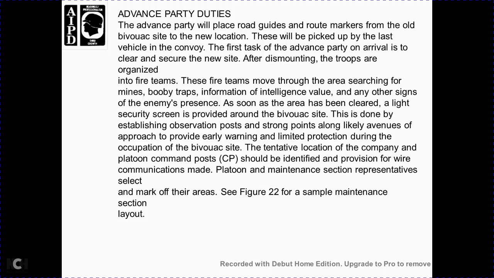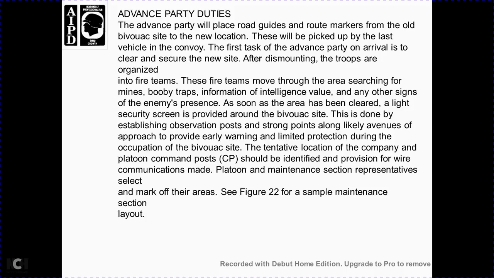After dismounting, the troops are organized in fire teams. The fire teams move through the area searching for mines, booby traps, information of intelligence value, and any other signs of enemy presence, and assume that the area has been cleared. A light security screen is provided around the bivouac site. This is done by establishing observation posts and strong points along likely avenues of approach, providing early warning and limited protection during the occupation of the bivouac site.